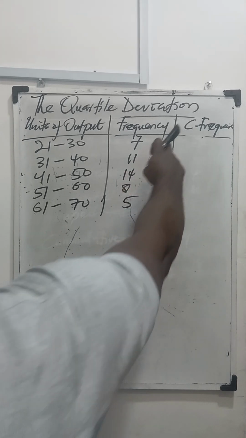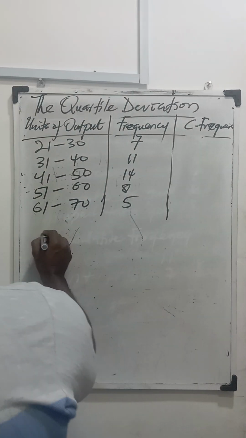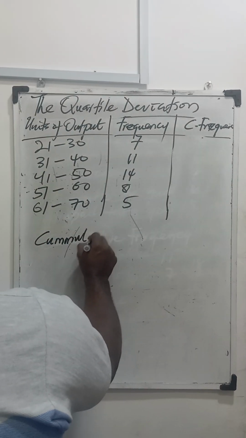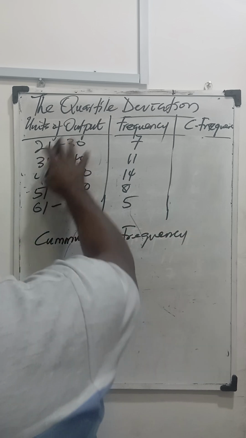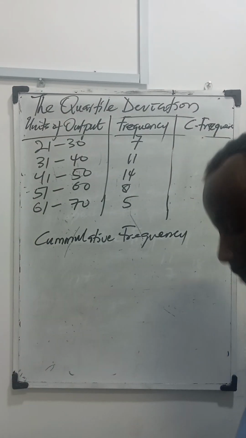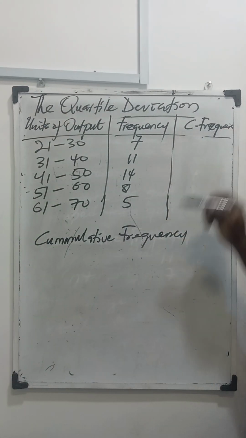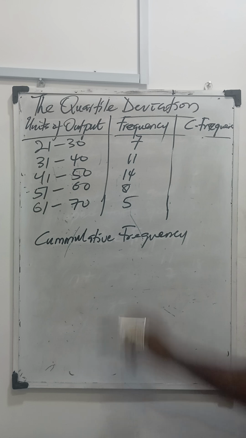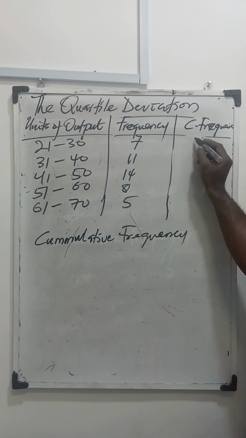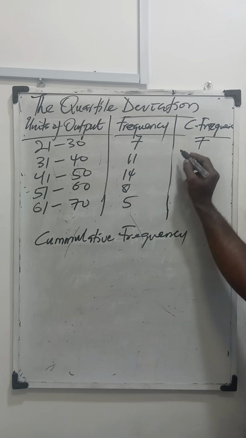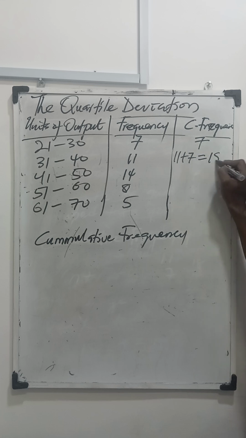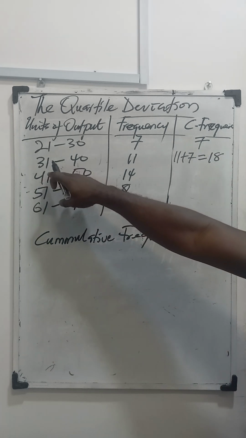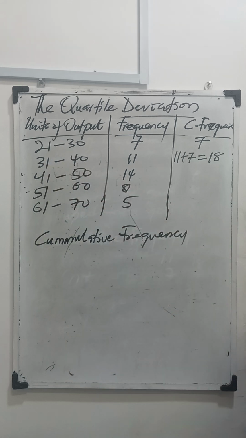So we can determine the cumulative frequency from the table that is given to us initially. For us to determine the cumulative frequency for each of these units of output, what we're going to do is this 7 is 7 there, 7 plus 0. So 11 is going to be 7 plus 11. 11 plus 7 will give us 18. So between the range 31 to 40, the cumulative frequency is 18.